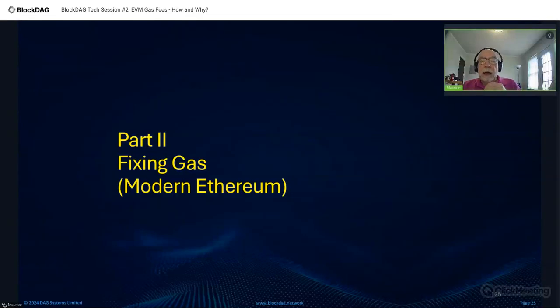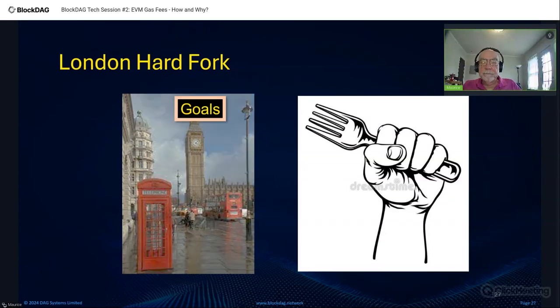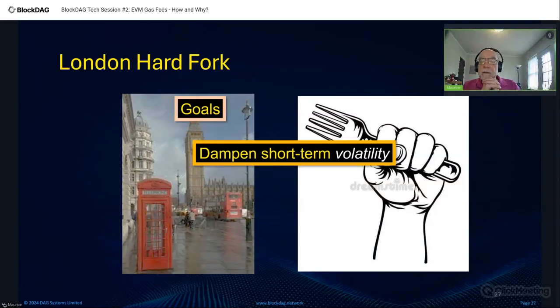So part two is how these problems were addressed in modern Ethereum. In 2021, Ethereum launched the London hard fork, which was intended to alleviate some of these problems. The goals for the London hard fork were to dampen short-term price volatility. The idea that you can easily buy a slot on the blockchain for a certain amount and then discover that you need 10 times that much because something exciting is happening someplace else makes life difficult because you can't predict things.